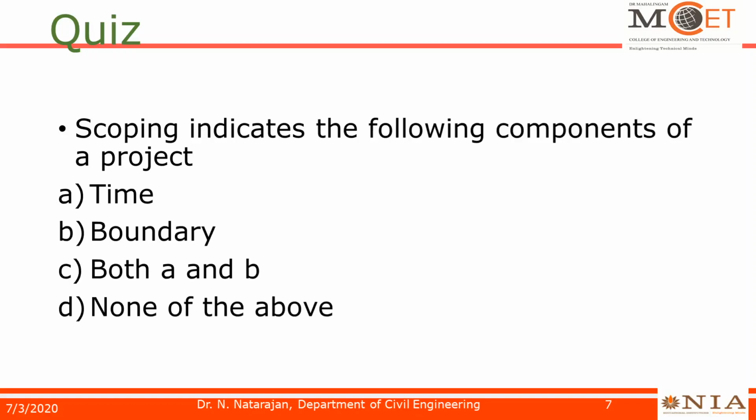So we have a quiz question. Scoping indicates the following components of a project: A, time; B, boundary; C, both A and B; D, none of the above.